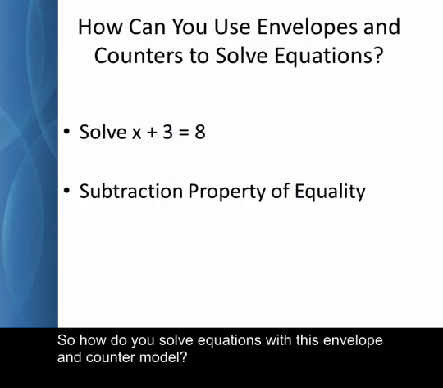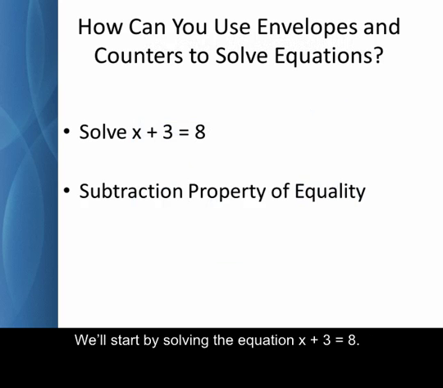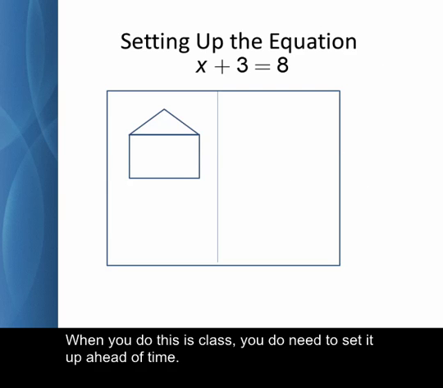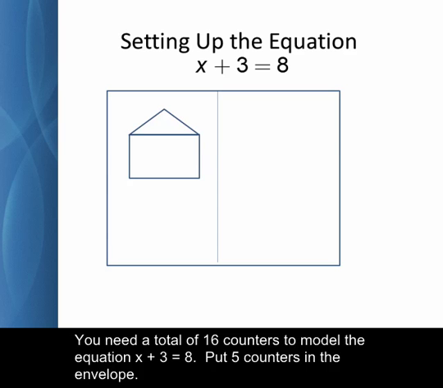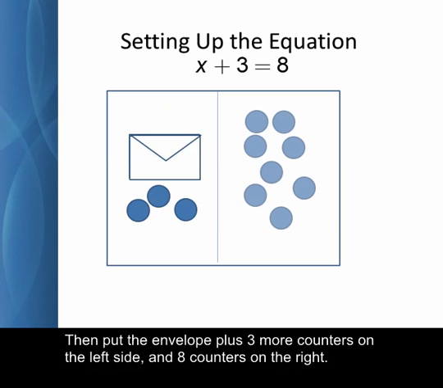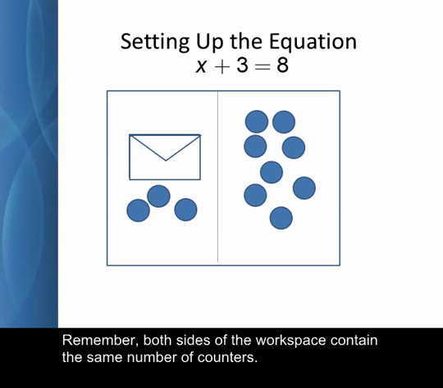So how do you solve equations with this envelope and counter model? We'll start by solving the equation x plus 3 equals 8. The method we'll use leads students directly to the subtraction property of equality. When you do this in class, you do need to set it up ahead of time. You need a total of 16 counters to model the equation x plus 3 equals 8. Put 5 counters in the envelope, then put the envelope plus 3 more counters on the left side and 8 counters on the right. Remember, both sides of the workspace contain the same number of counters.